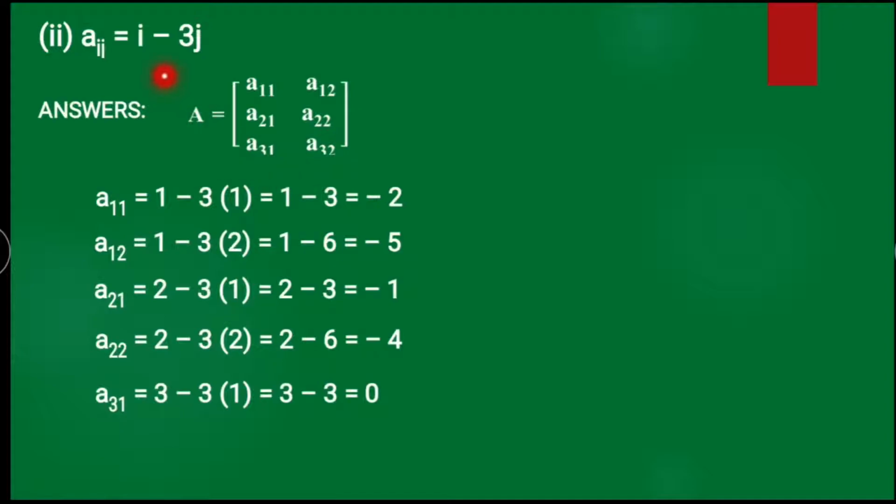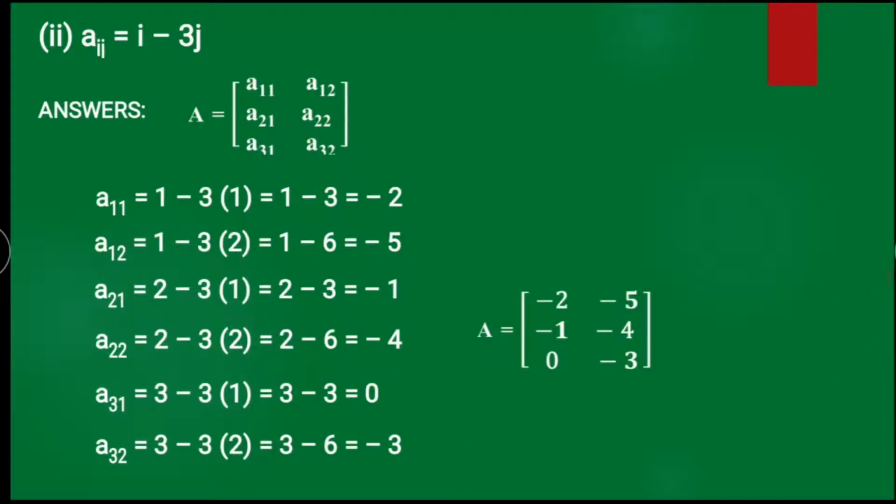So we write here i as 3, j as 1. So 3 into 1 is 3. So we get 3 minus 3 as 0 for the value of A31. Then next we find A32. So for finding A32 we write i as 3, j as 2. So write here 3 minus 3 into 2. So 3 minus 6 we get minus 3.